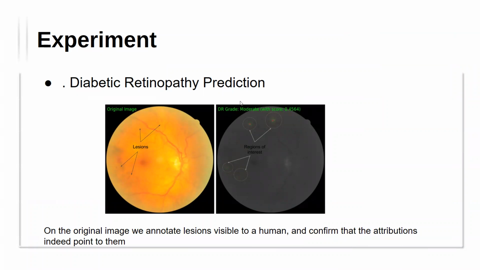retinopathy prediction. Basically, they overlap the integrated gradient with the original image and show that the lesions an expert identified, those 4 parts that might have some problem, the integrated gradient did find those 4 points.